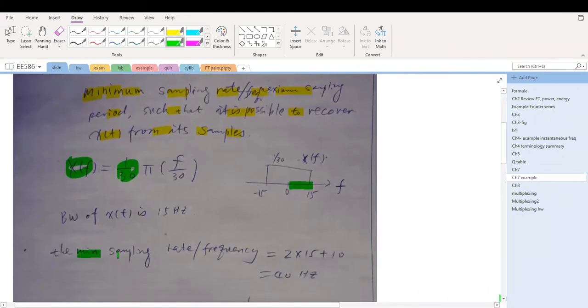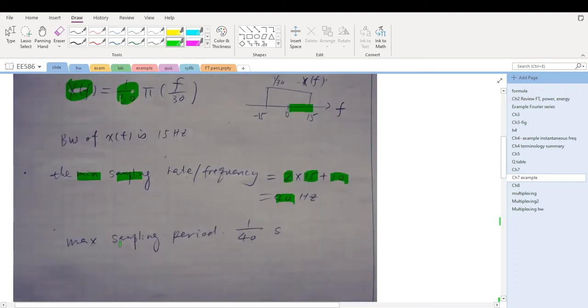So therefore, this is the minimum sampling rate such that it is possible to recover the continuous time signal from the samples. That equals double of the bandwidth plus this guardband. So this is 40 Hz. Because the sampling period is the reciprocal of the sampling rate, Ts equals 1/Fs. Therefore, the minimum sampling rate corresponds to the maximum sampling period, that is 1/40 second. The unit of sampling period is time, seconds.